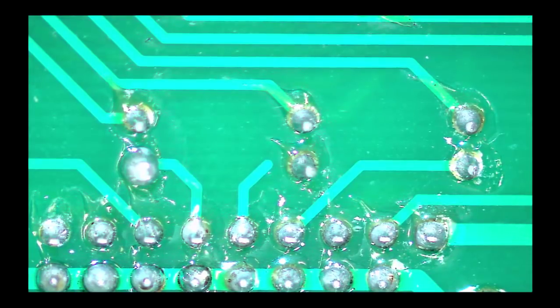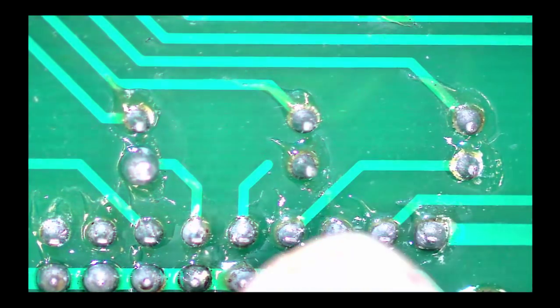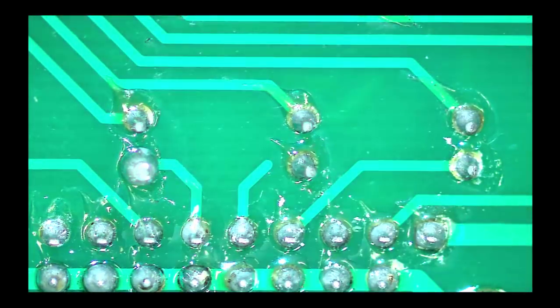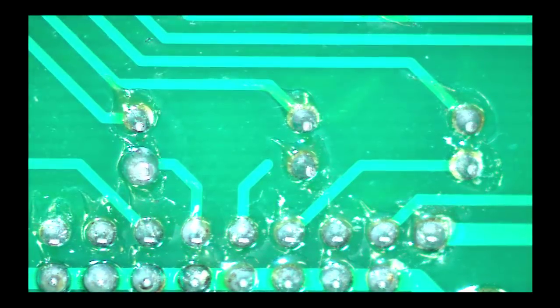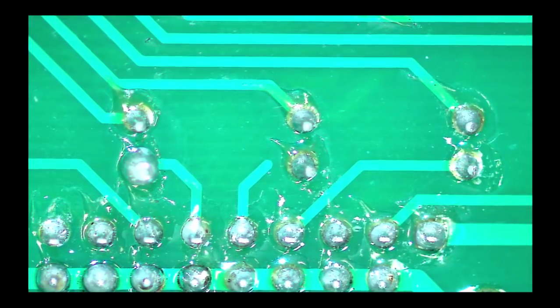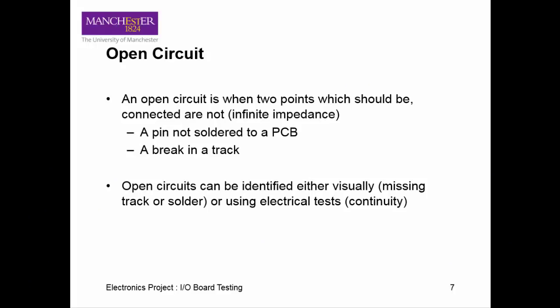Open circuit. An open circuit is when two points which should be connected are not. This could be due to a pin not being soldered onto a PCB or a break in a track. As with short circuits, open circuits can be identified either visually by comparing the constructed circuit to the schematic and routing diagrams, or by using electrical tests such as continuity test. Open and short circuits are not always unwanted. For example, a switch can either be an open circuit or a short circuit.